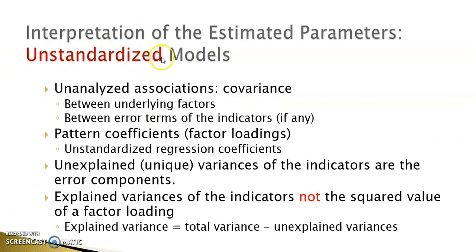In unstandardized CFA models, the unanalyzed associations between the underlying factors are covariances. We interpret the factor loadings the same way as we interpret unstandardized regression coefficients in multiple regression. Be careful that the explained variance of an indicator is no longer the squared value of that factor loading. The unexplained variances will be estimated as part of the model parameters. So the explained variance of an indicator is its total variance minus its unexplained variance.